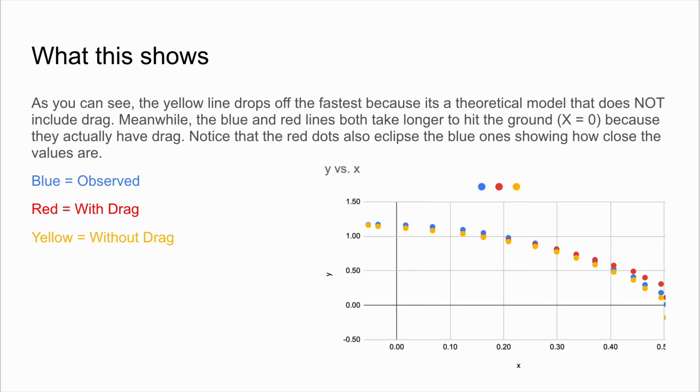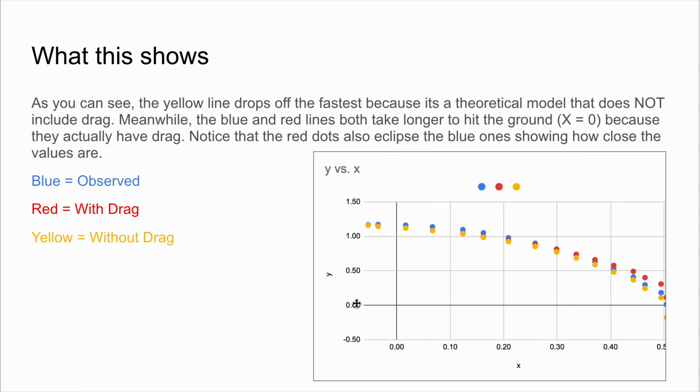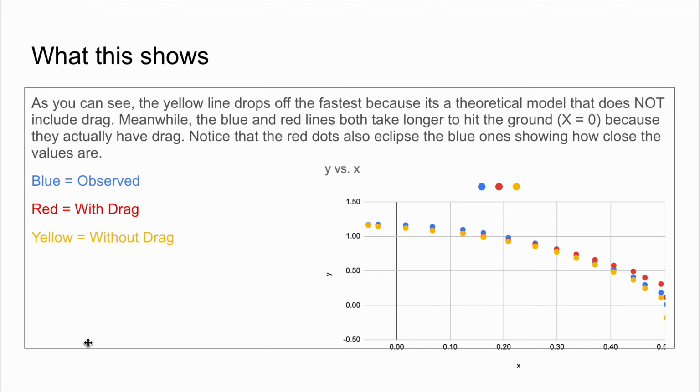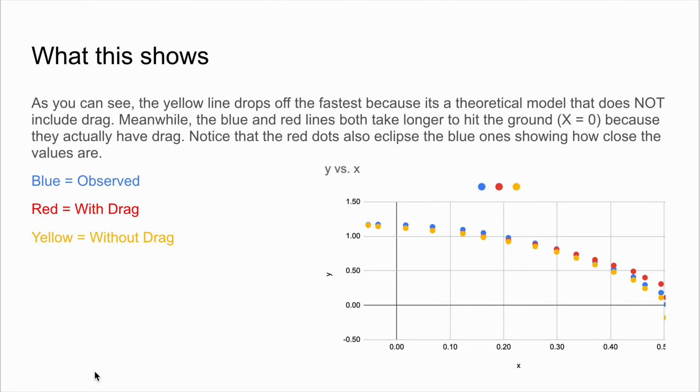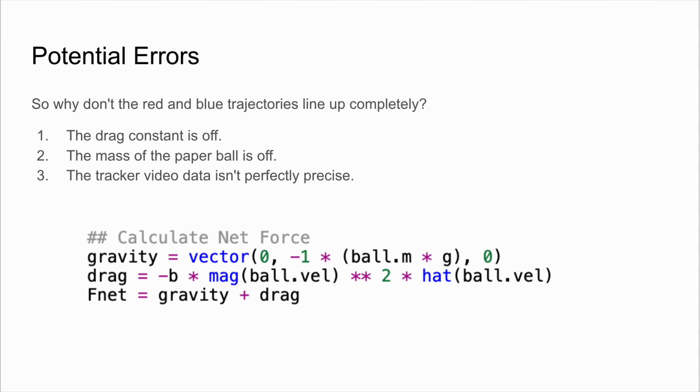The yellow line, the model that only has the gravity without drag, drops off really quick, which makes sense, right? If there's no drag, obviously your projectile is going to fall faster. Meanwhile, the blue and the red lines take a longer time to hit the ground, which is x equals 0, which is this horizontal line right here. And that's just because, again, drag is going to delay how long it takes for your object to fall.